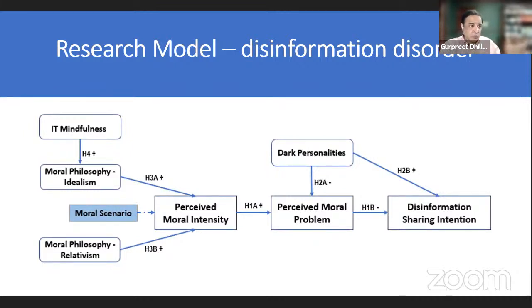So you go onto Facebook, and there are hundreds and thousands of people who have the intention to share, right? In doing that, we're doing two things. First, we are saying it is a function of moral intensity, how morally you are inclined to share disinformation. And two, what kind of personality you have. We call them dark personalities. So we say these two things determine whether you have an intention to share.